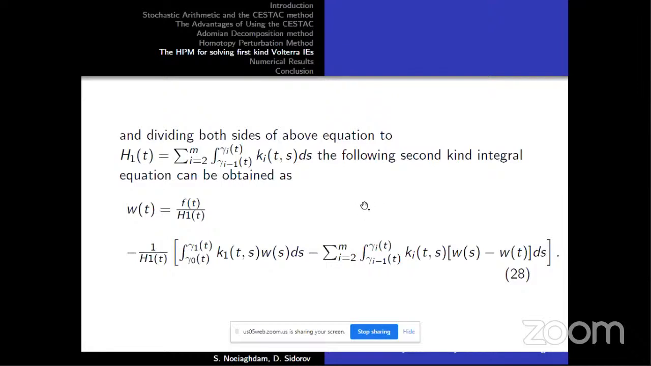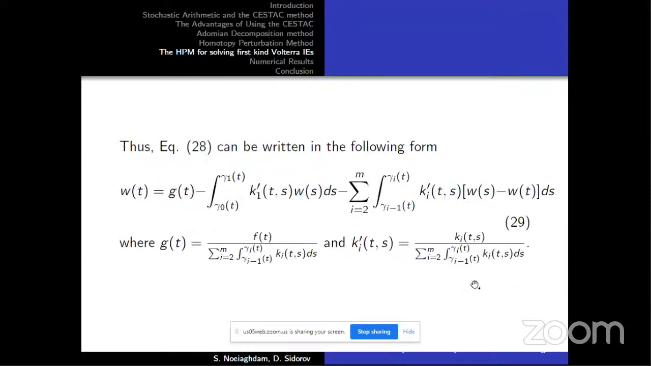So at first we changed the non-linear first kind integral equation to linear form, and after that we changed the problem to the second kind integral equation. Here, in this problem, it's a second kind integral equation, with discontinuous kernel, multiple, and linear. So we want to apply the homotopy perturbation method for solving this problem.